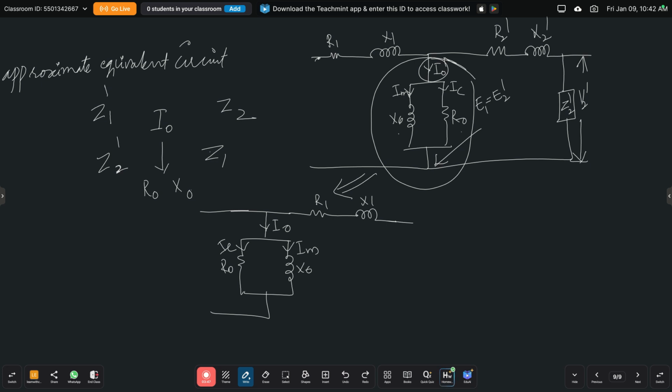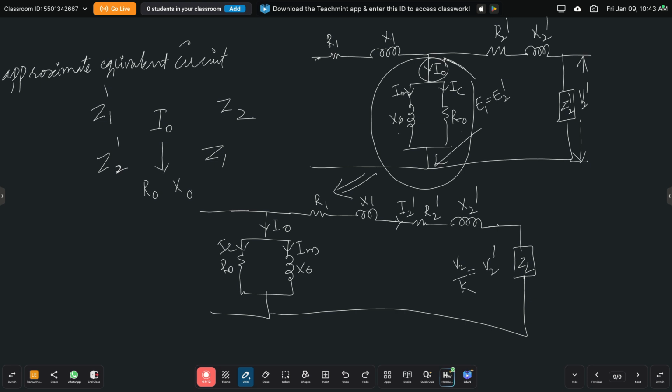So based on that, whatever terminals we have, as usual we can represent I2 dash. Then we are going to represent R2 dash, and the reactance is X2 dash. So the load terminal we are going to represent it. So that V2 dash is equal to V2 by K, and the ZL load terminal. So based on that, this is the approximate equivalent circuit.